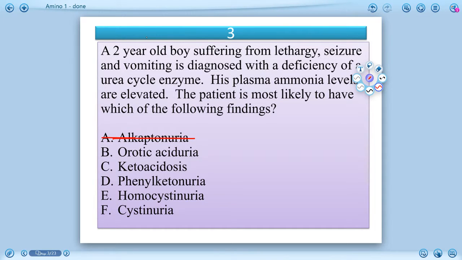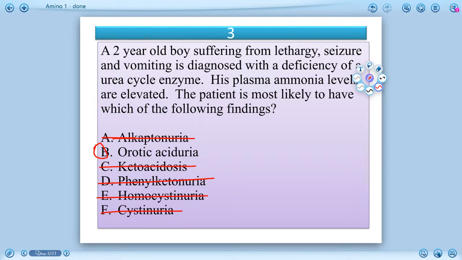Ketoacidosis, ketone bodies are produced. It's not produced in the urea cycle. Just to keep it simple, phenylketonuria, again, that is a cytoplasmic enzyme. Phenylketones are not part of the urea cycle. Cystinuria, none of them are urea cycle. This is the only one.